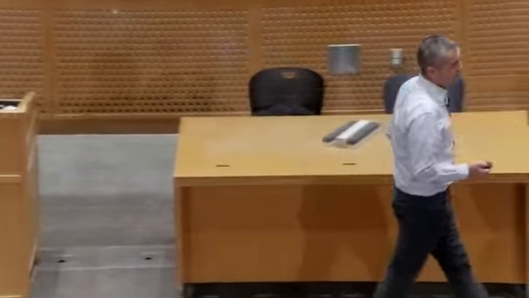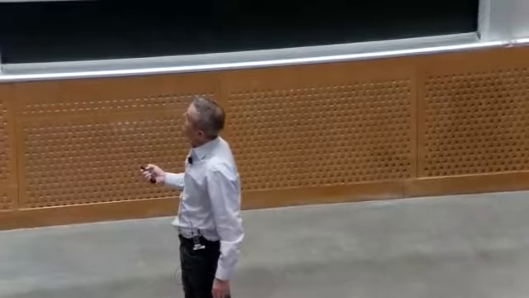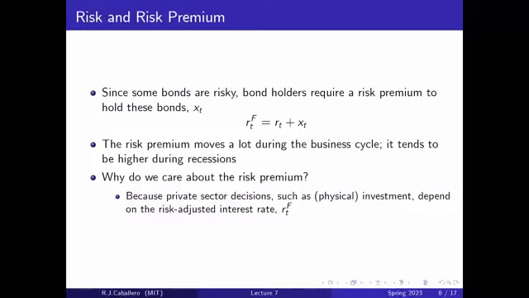Okay? But most corporations don't issue at those rates. They have to pay a premium because they're not as safe as the Treasury instrument. So let me call that the real interest rate paid by these bonds, issued by firms on average, be equal to the safe real interest rate plus a premium, XT. Okay?